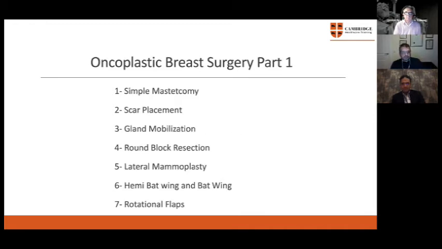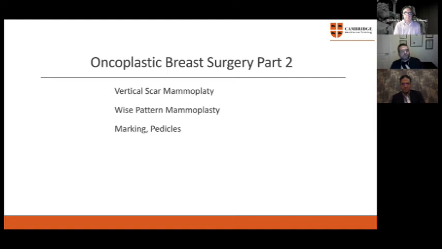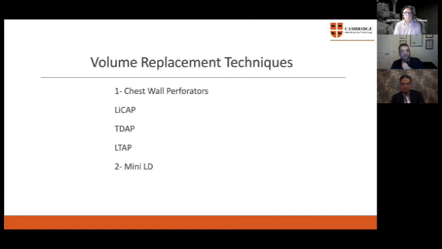The first session will talk about things like simple mastectomy, scar placement, gland mobilization, simpler mammoplasties like round block resection, lateral mammoplasty, hemi-batwing, batwing, and rotational flaps. The second one will be proper mammoplasties like vertical scar and Wise pattern, how to mark, what are the pedicles to use. The third one will be volume replacement.